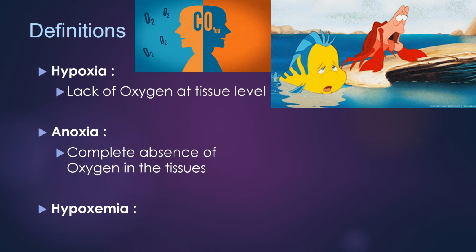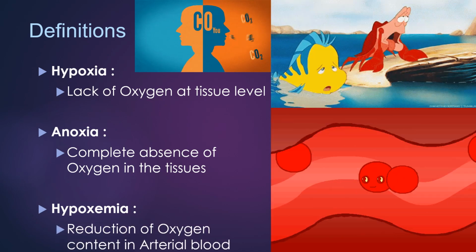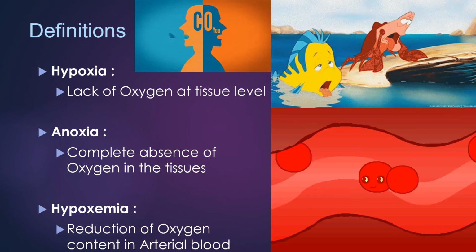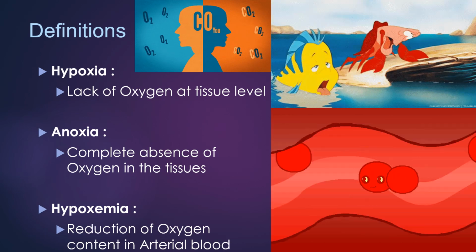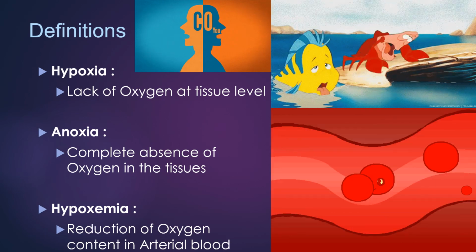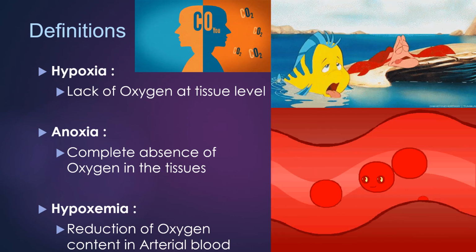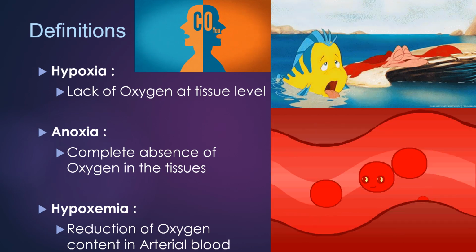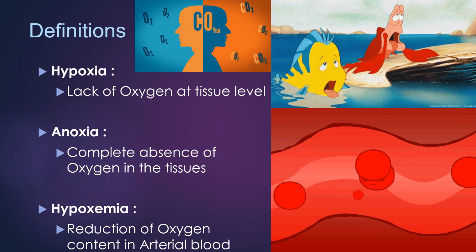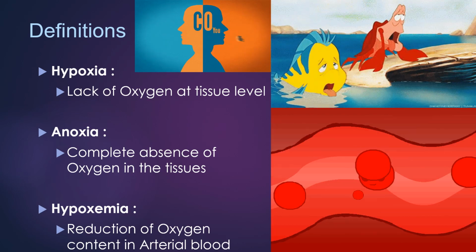Then what is hypoxemia? Hypoxemia is when there is decreased oxygen content in the arterial blood. It is not about the supply. It is about the decreased oxygen content in the arterial blood.